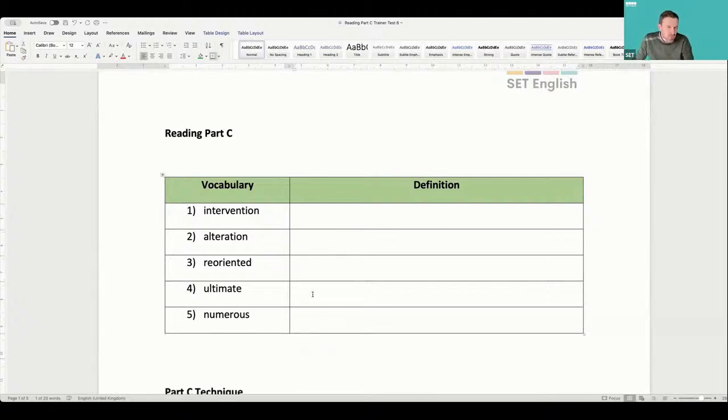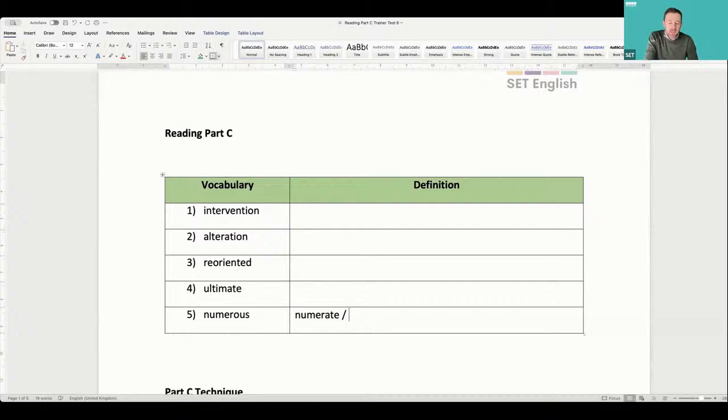So, okay, we've got an ultimatum. And then numerous. Can anyone think of a verb? Numerous is an adjective. Okay. Now, that is also an adjective.